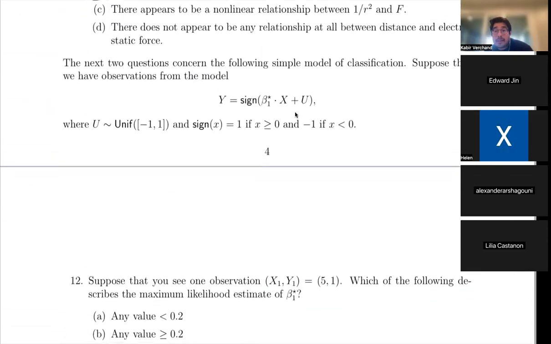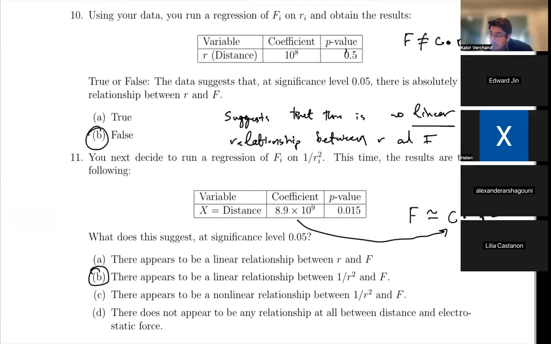Wait, Professor, I'm confused about how you know that there's a linear relationship. So it suggests that there's a linear relationship. So there appears to be a linear relationship here. Because here, when you run this regression, what is this p-value corresponding to? Okay, so let's go back 1 minute.